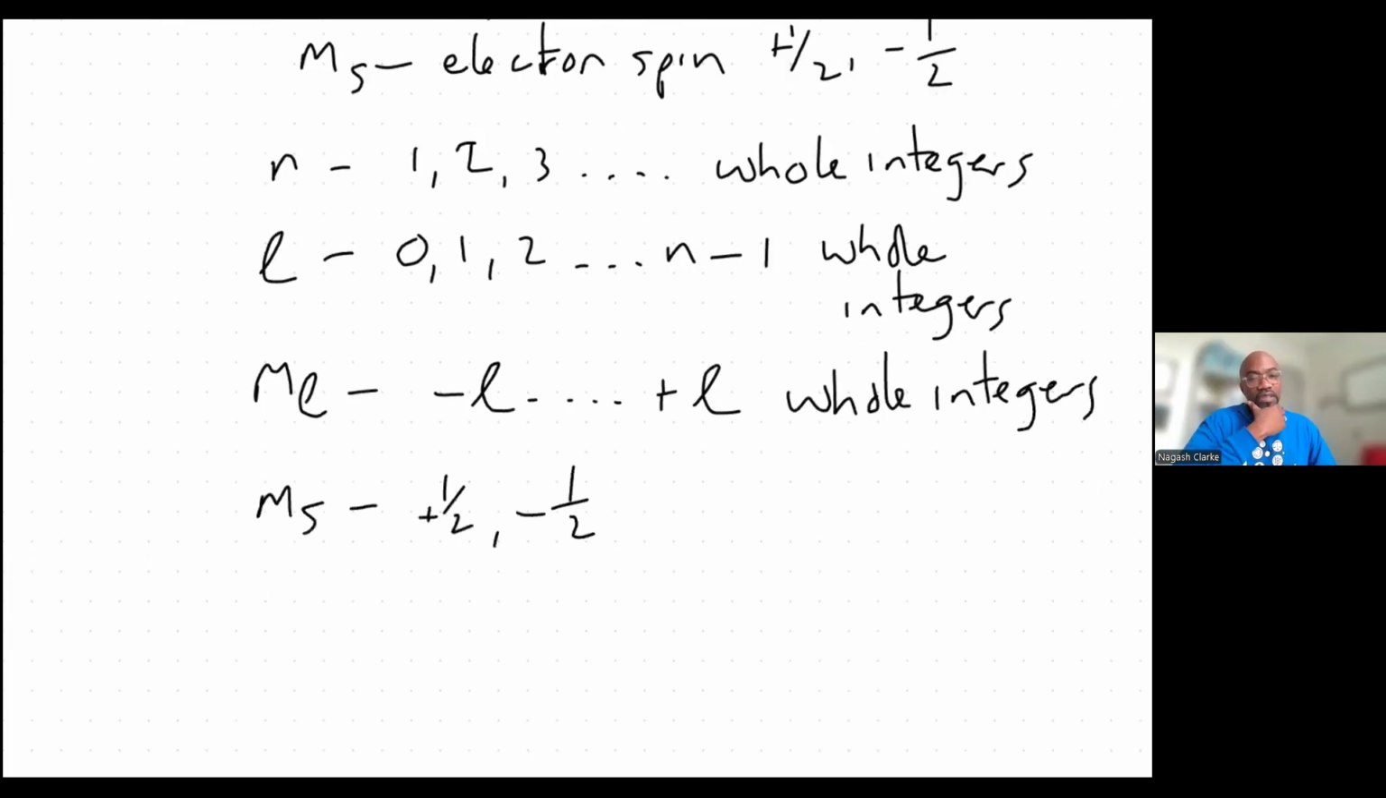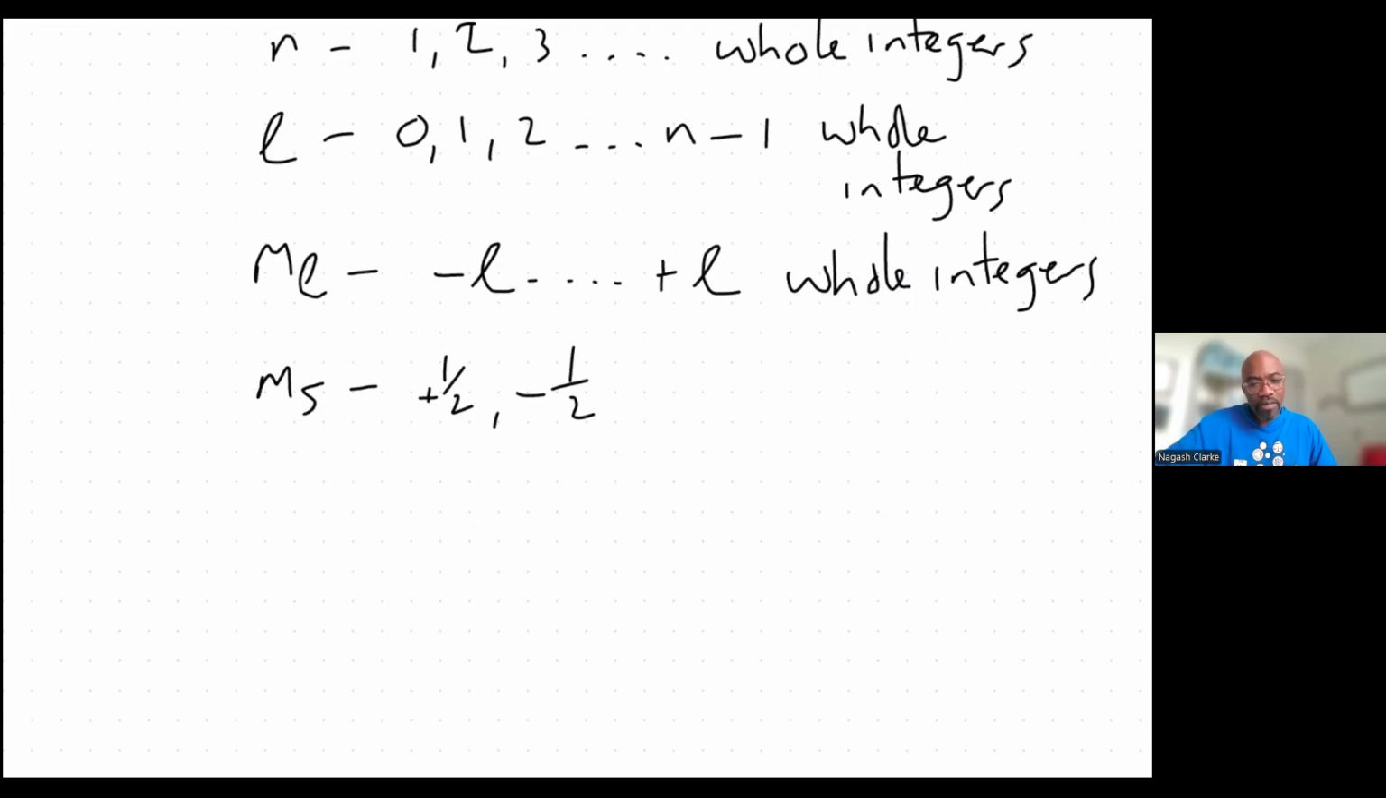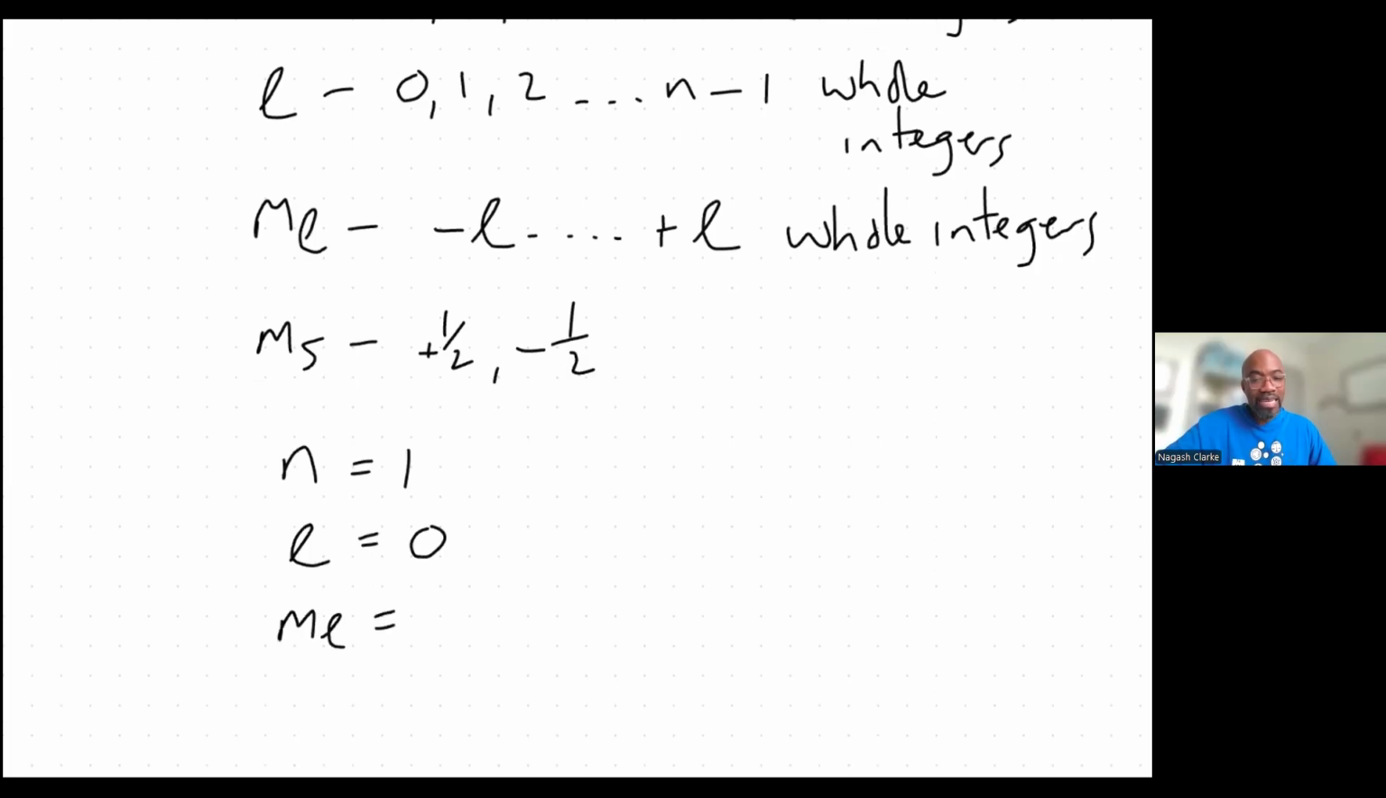Because this is going to lay the foundation for electronic configuration, orbital notation. So say my n is equal to 1. My L is going to be 0, because 1 minus 1 is 0. Right? My m sub L is also going to be 0, because there's no negative 0, positive 0. Right? So n equals 1 is pretty straightforward. And an L of 0 is an s orbital.